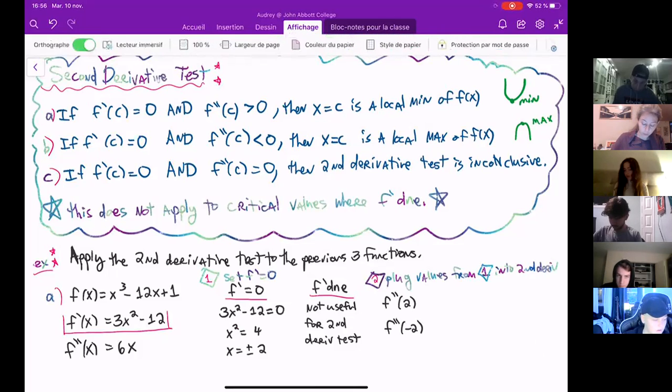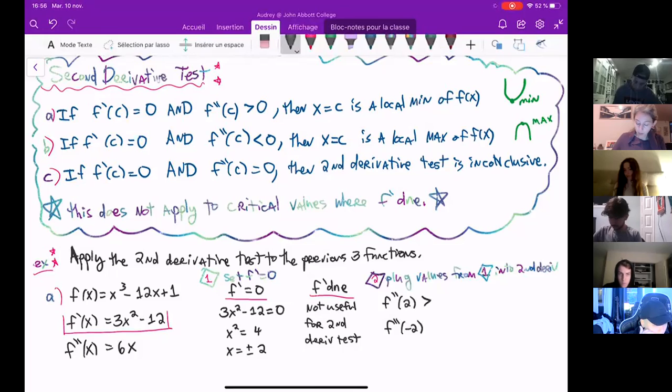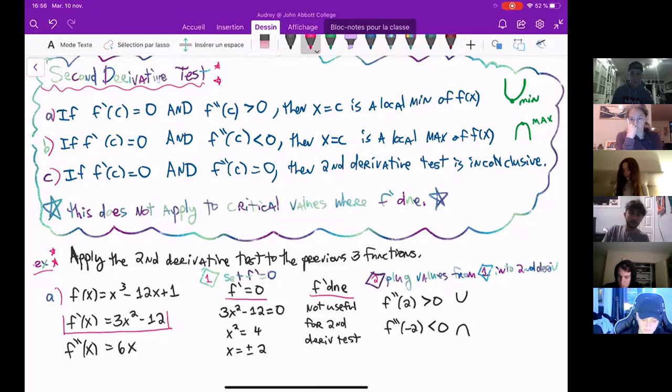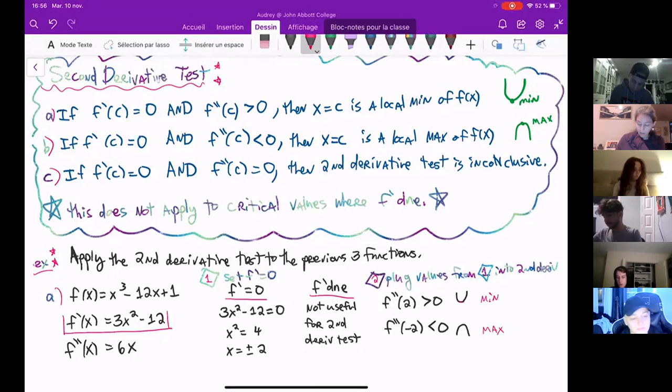So f double prime of 2 is positive. I don't care about the value, I just care that it's positive. And f double prime of negative 2 is negative. If it's positive, that means it's concave up. And if it's negative, that means it's concave down. So 2, is that going to be a max or a min? Minimum. It's going to be a minimum. And negative 2? It's going to be a maximum. And drawing that concavity actually can help me to see that. I just draw a little concave up and I'm like, oh, hey, look, this is clearly a min.